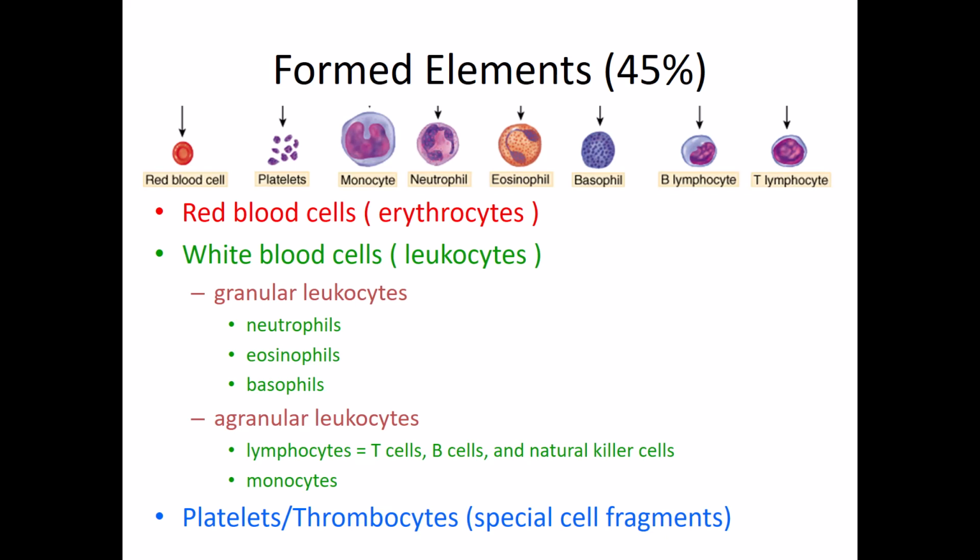Lymphocytes will be discussed a bit more in the lymphatic system. You've got three types: T cells, B cells, and natural killer cells. And we'll also look at monocytes. Finally, the last formed element is not actually a cell, but it is a cell fragment called a platelet or a thrombocyte. And they assist in the first part of hemostasis, or the blood clotting.